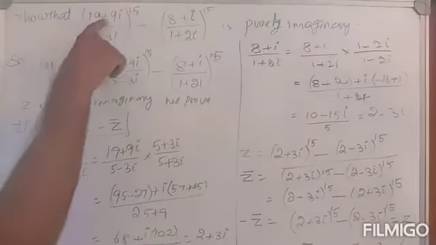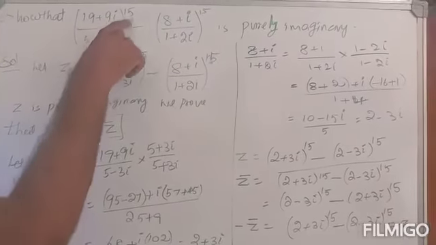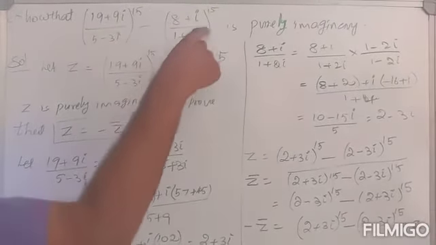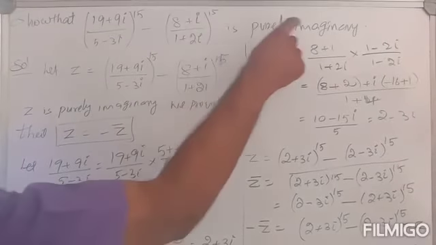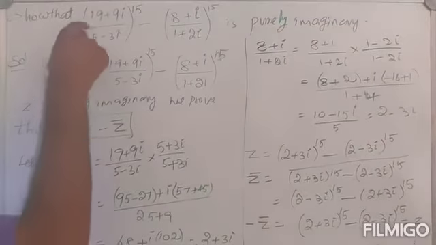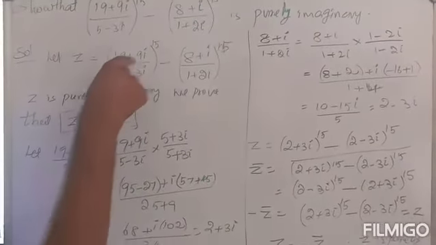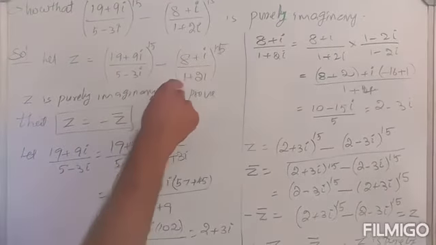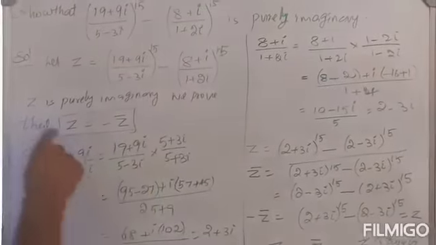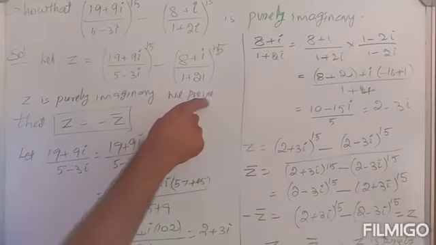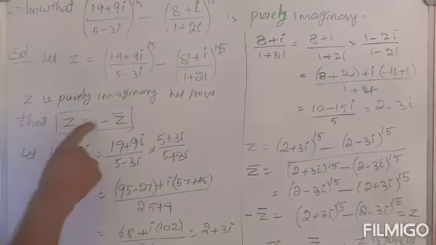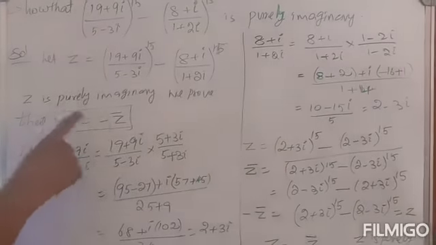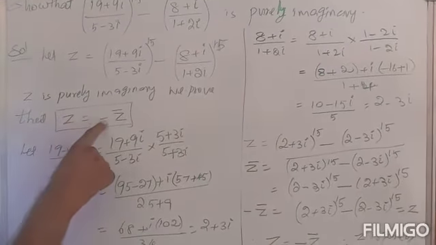Prove that ((19 + 9i)/(5 − 3i))^15 − ((8 + i)/(1 + 2i))^15 is purely imaginary. Let z = ((19 + 9i)/(5 − 3i))^15 − ((8 + i)/(1 + 2i))^15. If z is purely imaginary, it is enough to prove that z = −z bar.